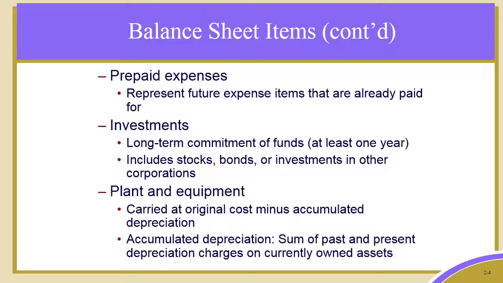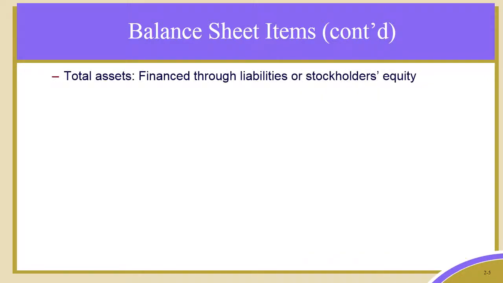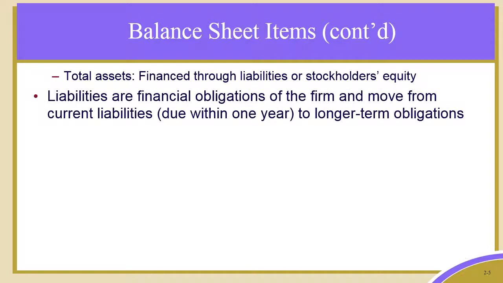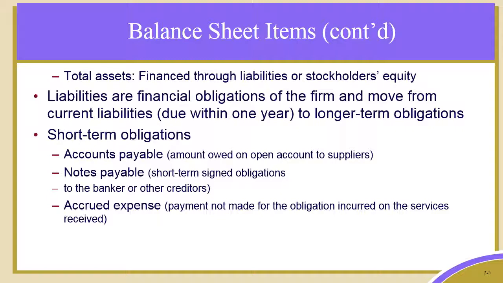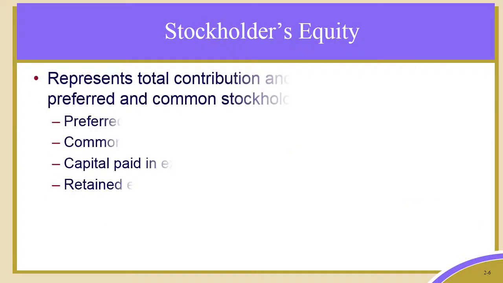Additional items include prepaid expenses, investments, and plant and equipment. If you've taken accounting courses before, it has them listed there. I'm sure you've learned about these items already in A201 and A202. Total assets is financed through liabilities or stockholders' equity, and it's both of those combined that gives you your total picture and total assets. Liabilities are financial obligations of the firm, moving from current liabilities due within 1 year to longer-term obligations. Some short-term obligations include accounts payable, notes payable, and accrued expenses. Those are examples of shorter-term liabilities, things that are due within 1 year.